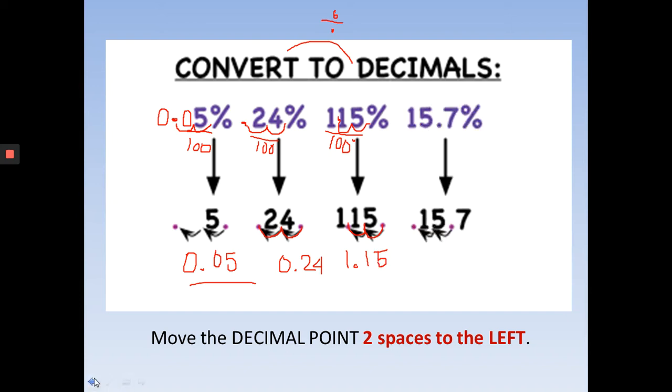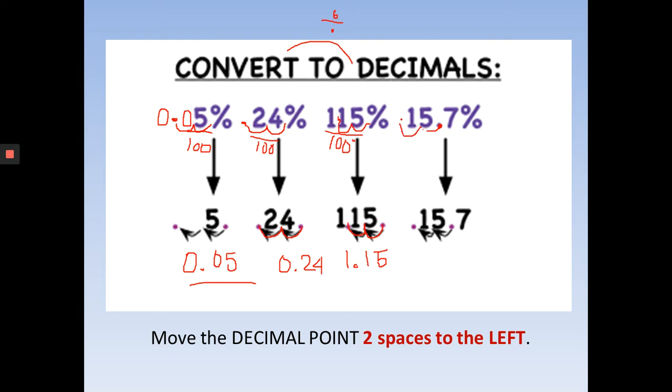Okay, the next one, it's 15.7. So since there is a decimal point already here, we will start here and not after the 7, because there is already a decimal point. So we will not make another decimal point. You cannot make 2 decimal points in one number. There should be just 1 decimal point in a number. All right, so let's move this 2 spaces.